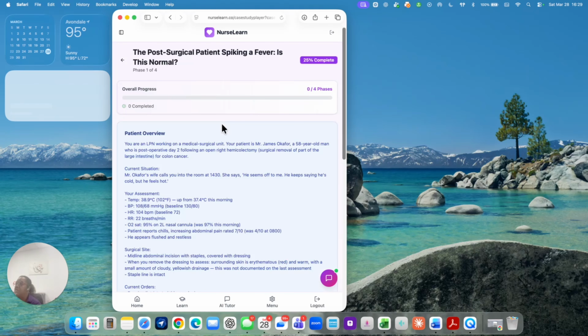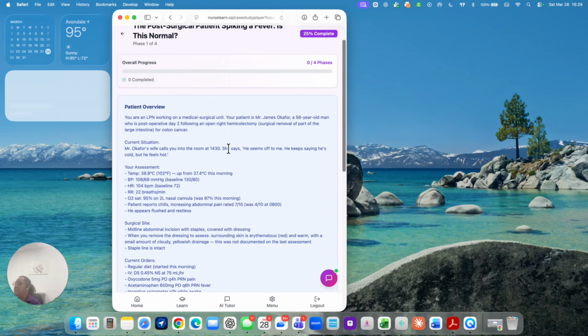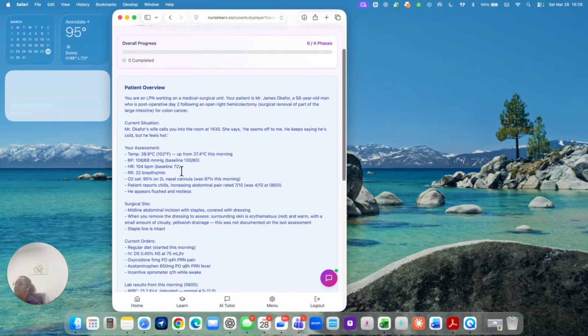I have no patience. All right, so it's giving you your overview. You're working on the med surg unit. You've got a 58-year-old man, post-op day 2, who had a right hemicolectomy, removing part of the large intestines for colon cancer. His wife called you into the room at 2:30. She says he seems off to her. He keeps saying he's cold, but he feels hot.